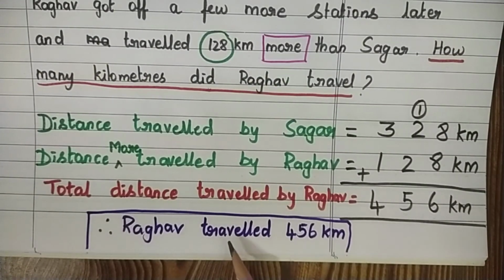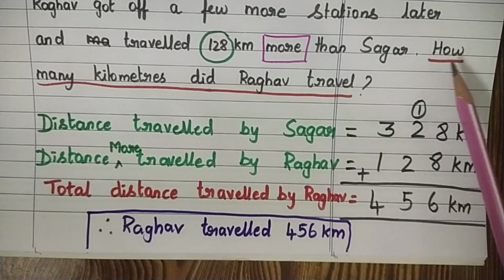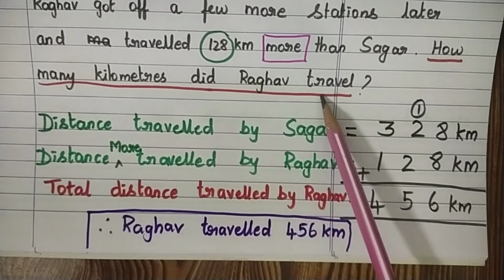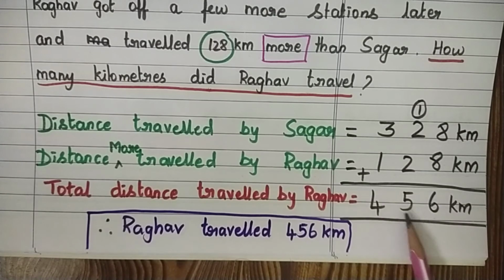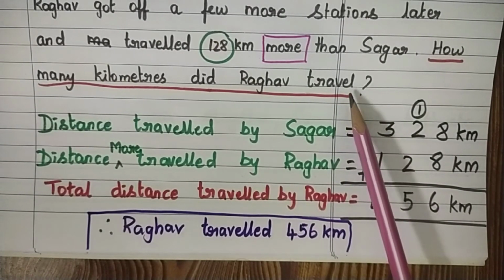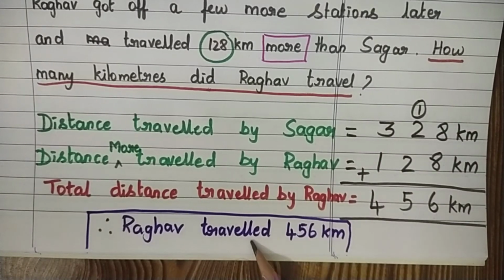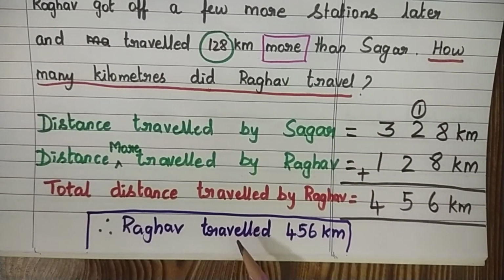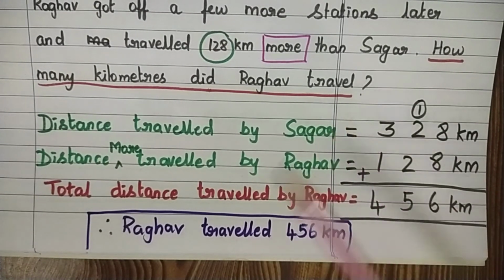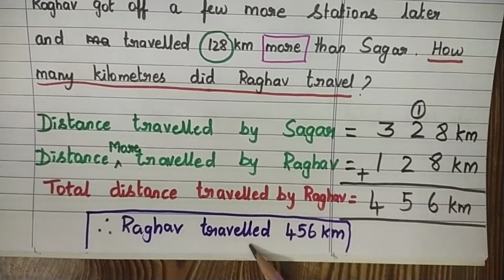Now the final answer statement. How to write the final answer statement? You have to write the final answer statement from the question only. How many kilometers did Raghav travel? Raghav traveled how many kilometers? Raghav traveled 456 kilometers. Travel means, the past tense of travel is what? Traveled. Remember, children, while writing a final answer statement, it should be in the past tense.